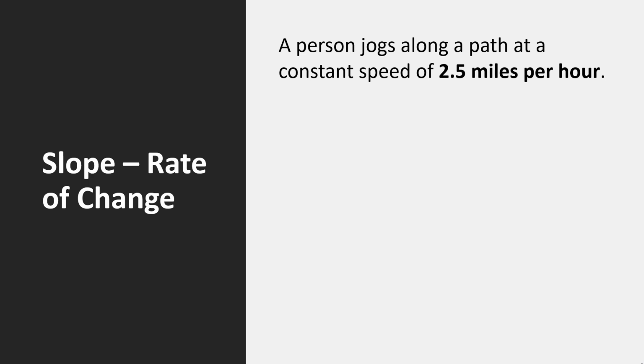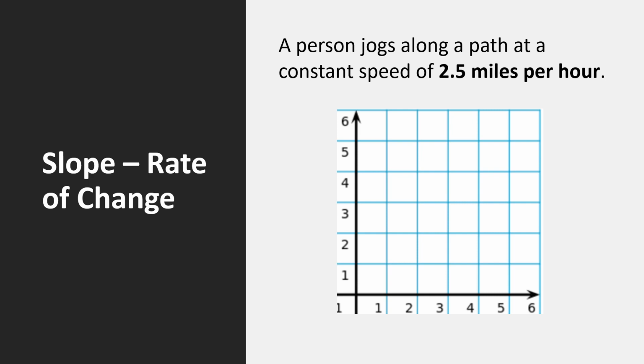That is slope. For every 1 hour, the distance is increasing by 2.5. Let's get a graph of this and look at it visually. At time 0, at 0 hours, the person hasn't jogged anywhere, so the distance is 0. After 1 hour of jogging, the distance is 2.5 miles. So for every 1 hour of jogging, the distance is increasing 2.5.